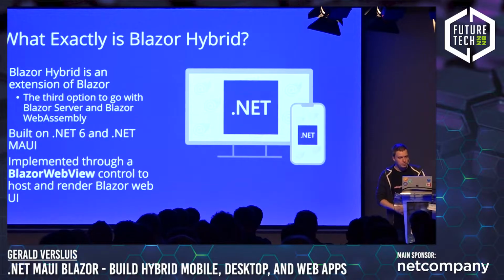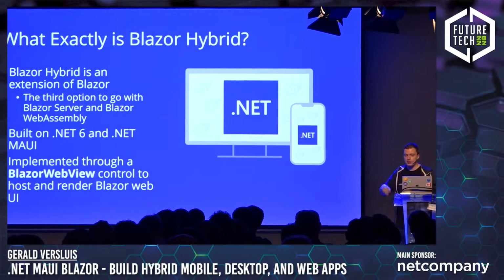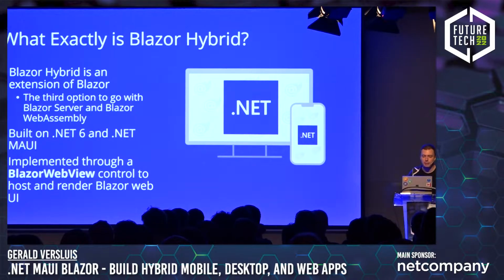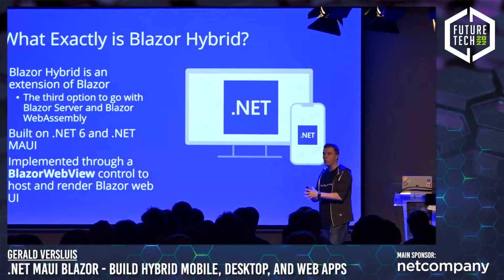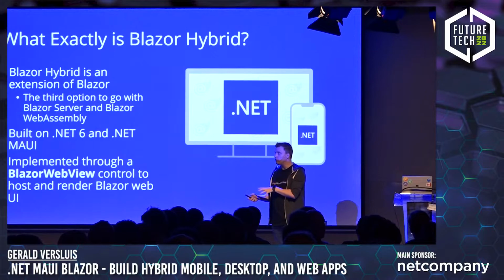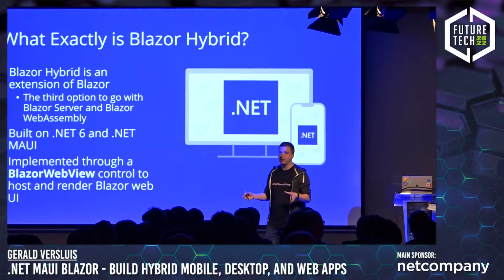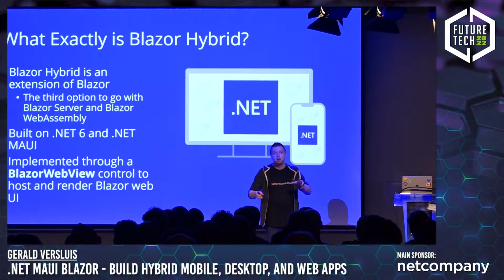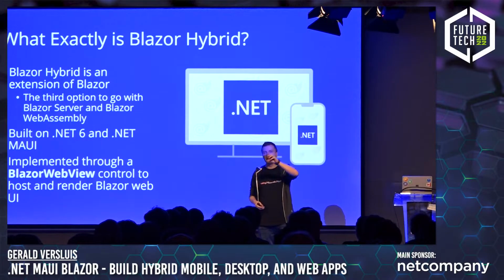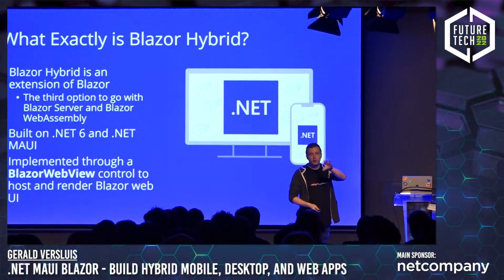Blazor Hybrid is the extension of Blazor, so the third option besides Blazor Server and Blazor WebAssembly, built on top of .NET 6 and .NET MAUI. It's implemented through a Blazor web view control. Now, that's really cool. It's built as just another UI element. So you can take your Blazor web view and make that your whole application, or you can just make it one element inside of your UI.